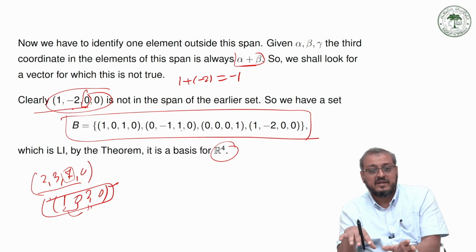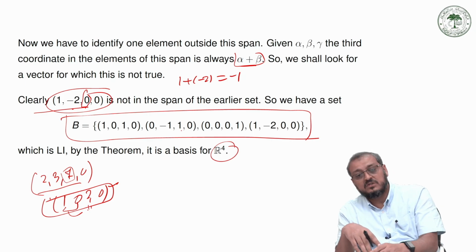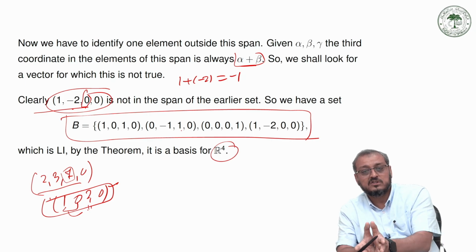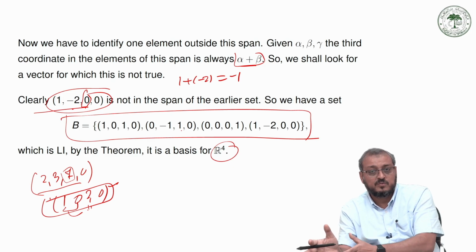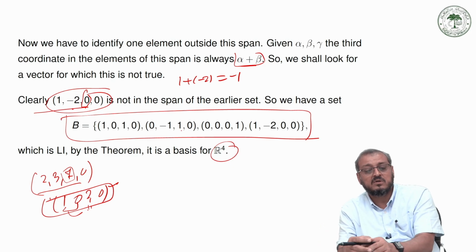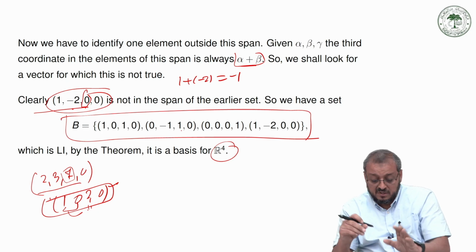We choose any element which does not belong to the span of this. If the element does not belong to the span, then we have a theorem: if it does not belong to any span, then this element, together with the previous elements, makes a linearly independent set. So this is one example.